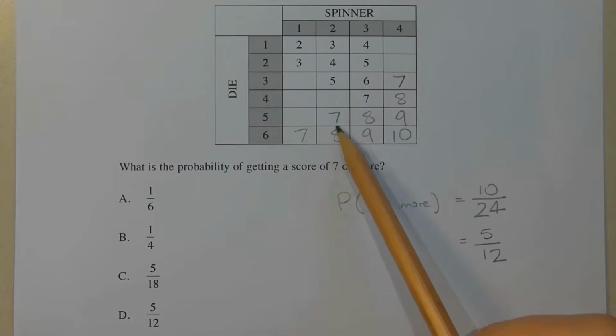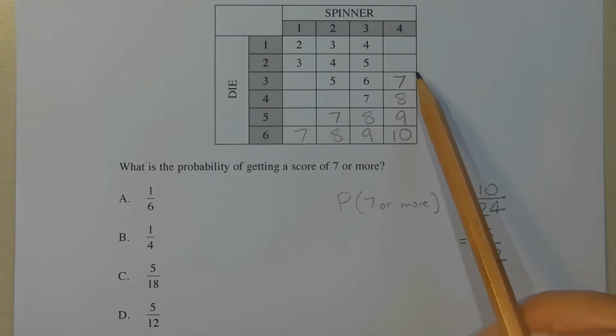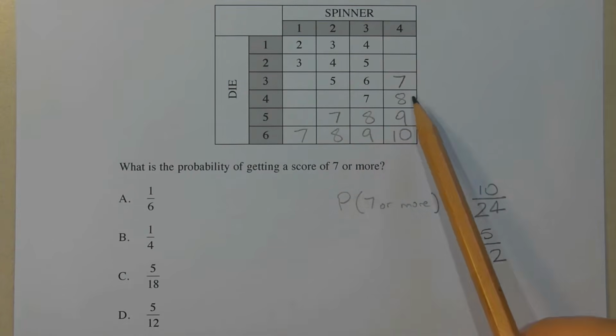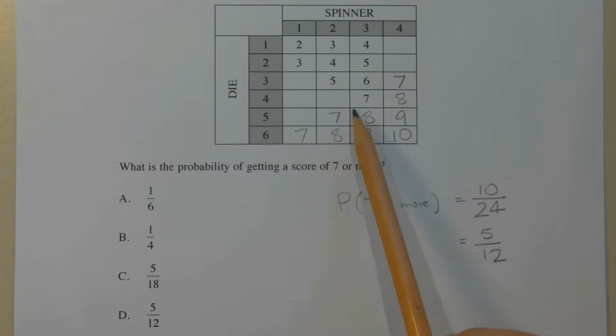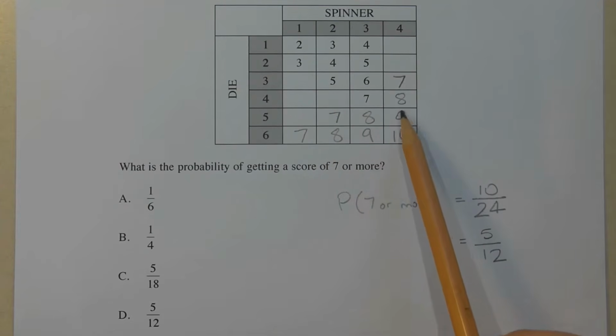Now, there are 4 ways of scoring a total of 7. There are 3 ways of scoring a total of 8. There are 2 ways of scoring a total of 9, and there's only 1 way of scoring a total of 10. So out of the 24 cells, we have 1, 2, 3, 4, 5, 6, 7, 8, 9, 10 that contain the number 7 or more.